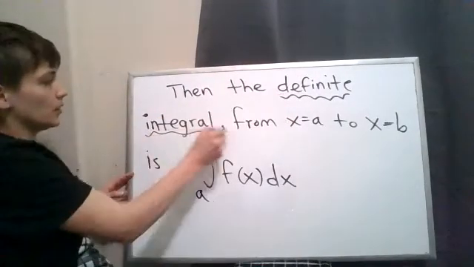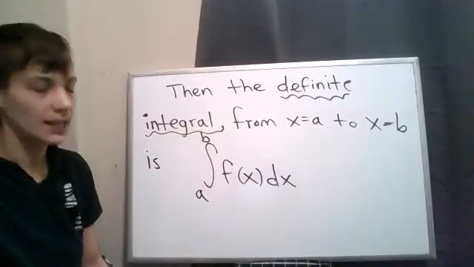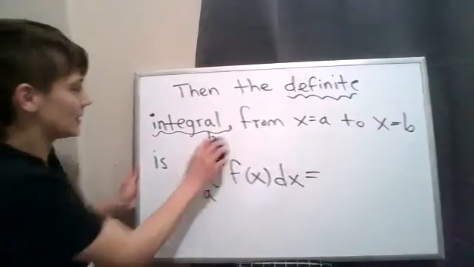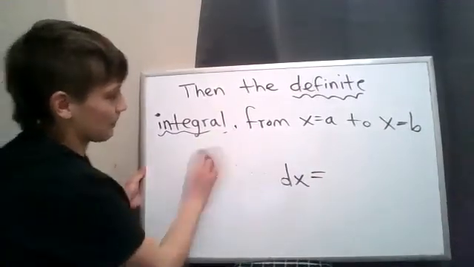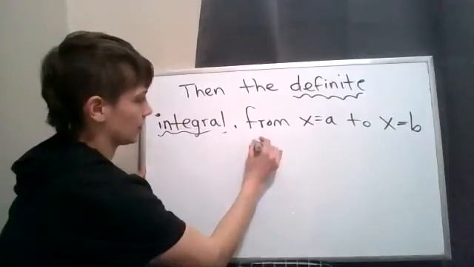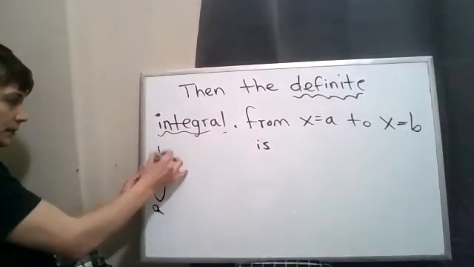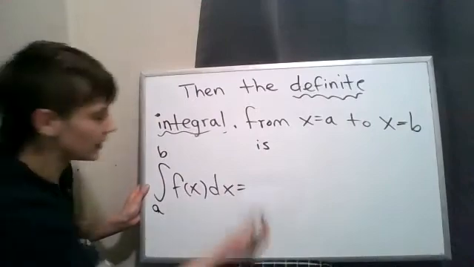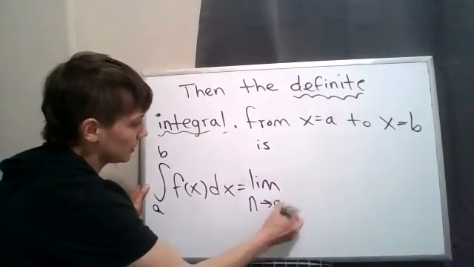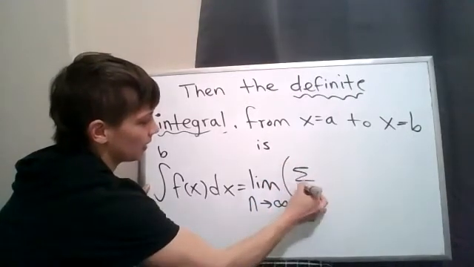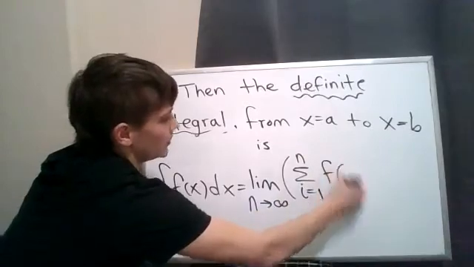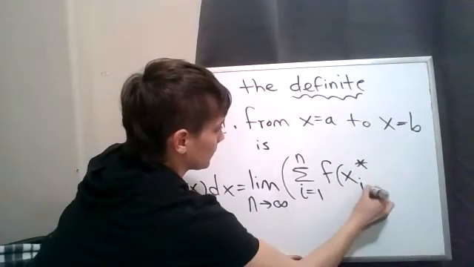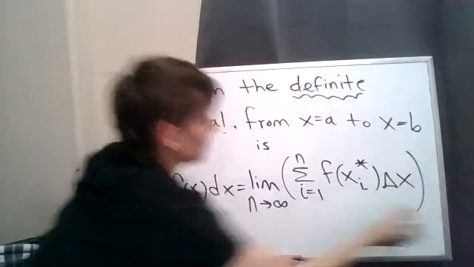So the definite integral is this right here, and it's equal to the limit as n goes to infinity of the sum from i equals 1 up to n of your function, but you put in that tag, f of x_i star, multiplied by delta x, and then close that up, and then find the limit.